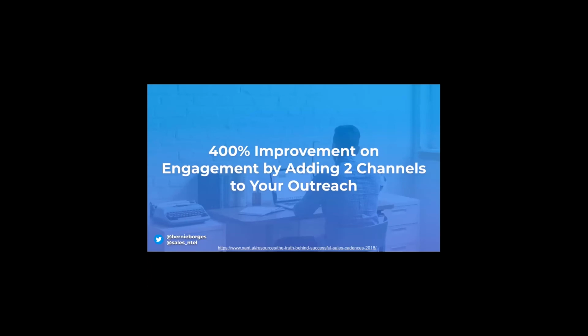On average, you're going to see a 400% improvement in engagement if you add 2 additional channels to your outreach. So if you go from 1 to 3 channels of outreach, on average, you're going to see a 4 times lift in your engagement off of that. So the answer to it is all of the above. Use all the channels at your disposal, figure out where they're most engaged, where it's most effective, and reach out and engage on those channels.